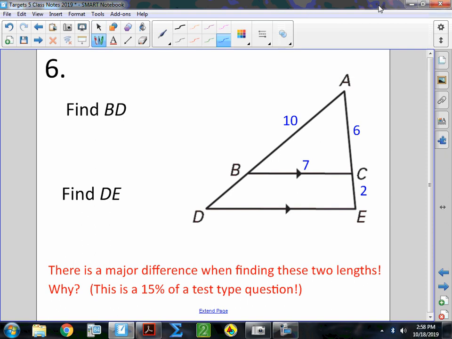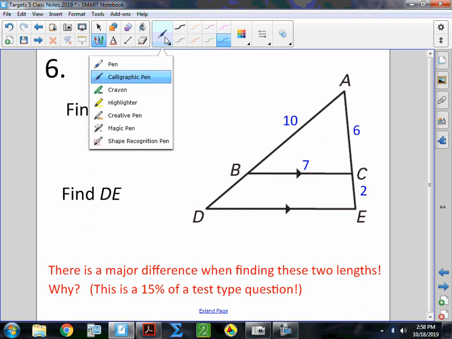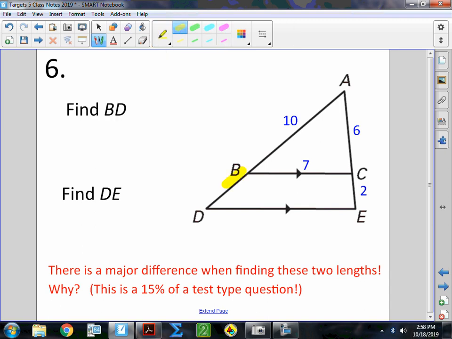Okay, this is the third lesson video for Unit 4, Target 5. I'm going to ask for BD. We're going to do the same thing we've done on the previous problems to find BD, which I just highlighted in yellow. Because I have parallel lines, I can split up the other two sides of the triangles into proportional parts. So green over yellow is going to equal blue over pink. So to find BD, I could say 10 over BD is equal to 6 over 2.